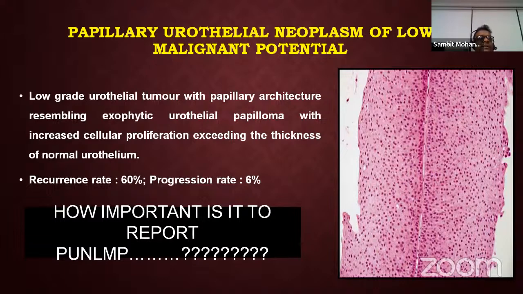But why is it important? There is a recurrence rate of 60%. Low grade and PUNLMP recur more, but they progress less. This is very important. When I talk about the dual universe of bladder cancer, high-grade tumors progress very fast; the recurrence rate is probably low, but they progress and metastasize. Whereas low-grade lesions like PUNLMP and low-grade urothelial cancers have a very high recurrence rate with a low progression rate. So how important is it to report PUNLMP?